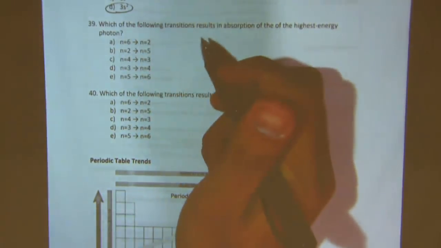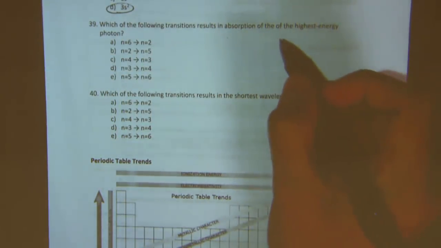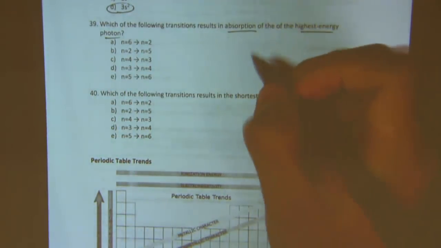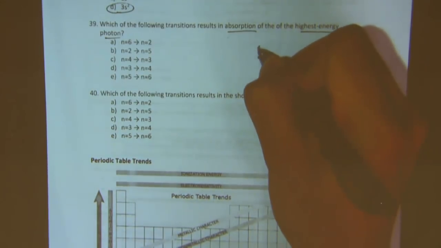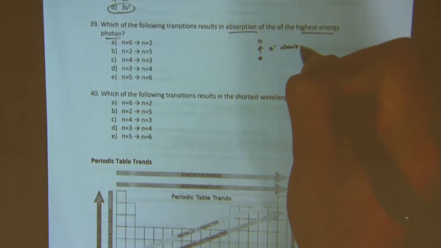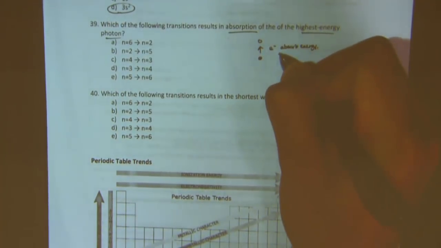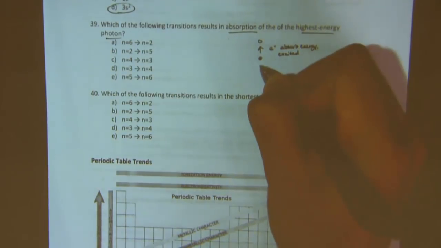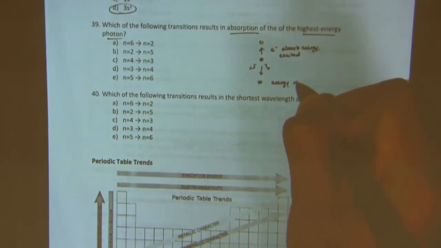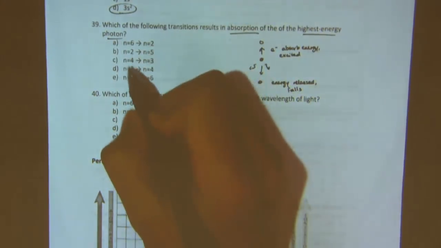For 39, which of the following transitions results in absorption of the highest energy photon? So we're looking for absorption, and we're looking for the highest energy photon. When we absorb energy, the electrons are going to be excited to a higher state. However, when they release energy, they're going to be demoted to a lower state. So we're looking for absorption, so we're looking from lower to higher.